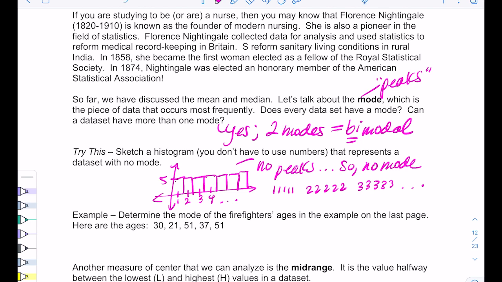See if you can find the mode of the firefighters' ages. In this case, I need to look for any numbers that repeat the most. The one that occurs the most is 51. So 51 is the mode.